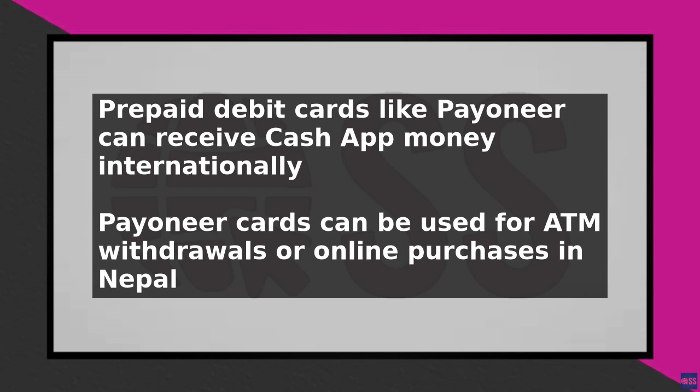Another option is to use a prepaid debit card that can be used internationally, such as a Payoneer card. The sender can send money from their Cash App account to your Payoneer card, and then you can use the card to withdraw cash from an ATM in Nepal or make online purchases.